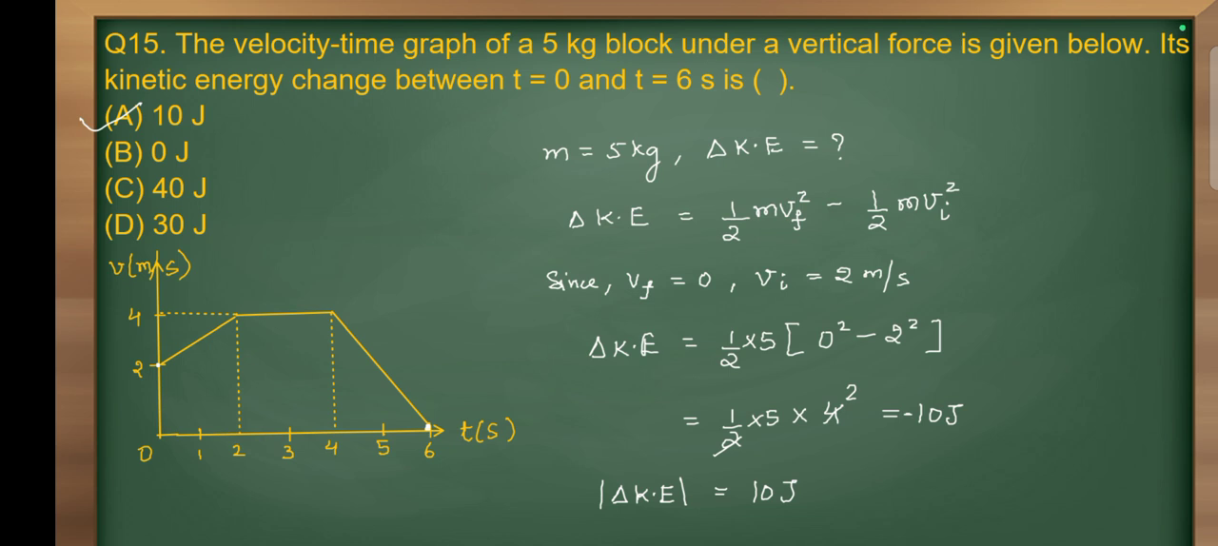So the change in kinetic energy will be equal to half into mass, that is 5, into final velocity, that is 0, minus initial velocity, that is 2. When we solve this, we will get the change in kinetic energy is equal to minus 10 joules. Since kinetic energy is always positive, so option A is correct.